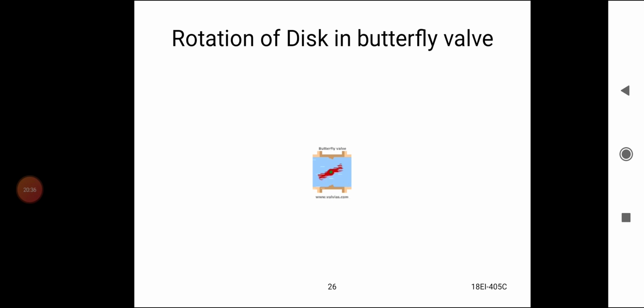The rotation of the disc in a butterfly valve can be seen in the animation in the slide. With the rotation of the butterfly valve, when the disc is perpendicular, it is totally shut off, and when it is parallel to the pipe wall alignment, it allows full open.